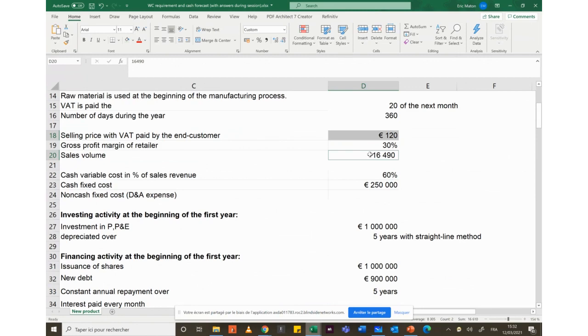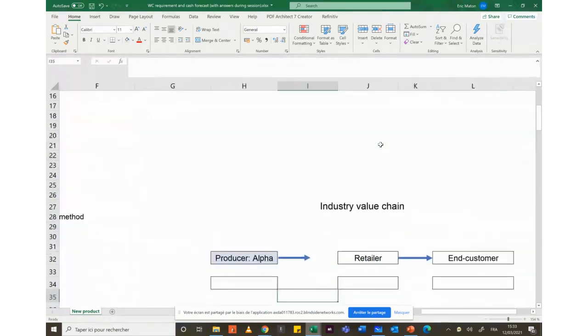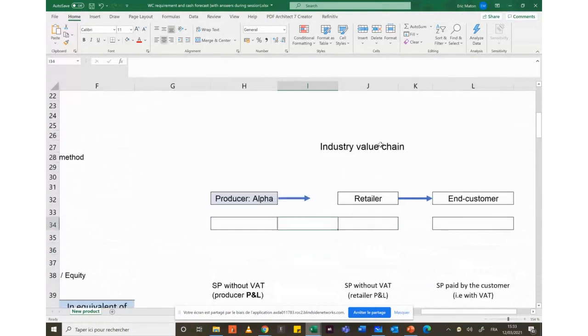The problem is we don't sell directly to the end customer. We sell to the retailer. So we study what is possible as a selling price for the end customer, and what is the volume we can expect from the end customer. But in between, we have the retailer. So what we need here, we are the producer Alpha, is the selling price for the P&L. And we know the selling price for the end customer.